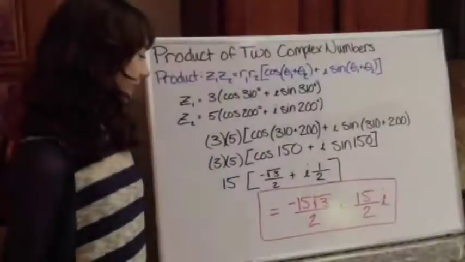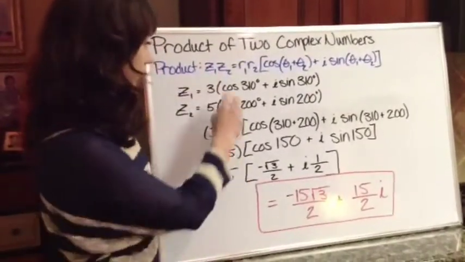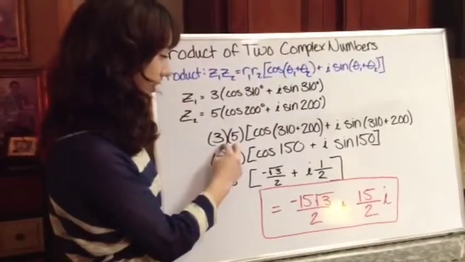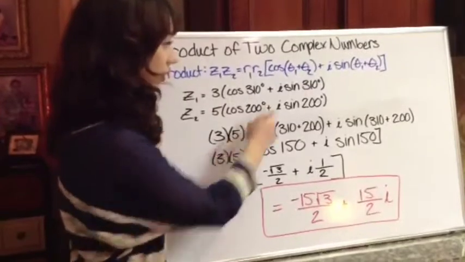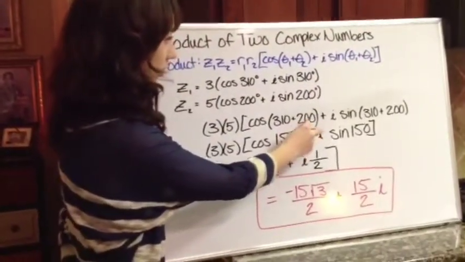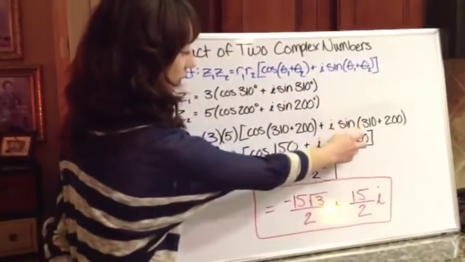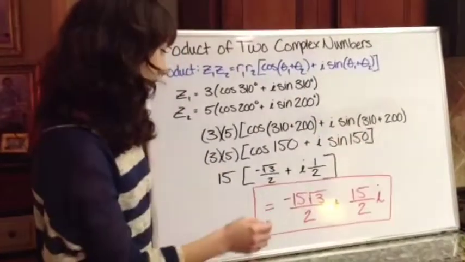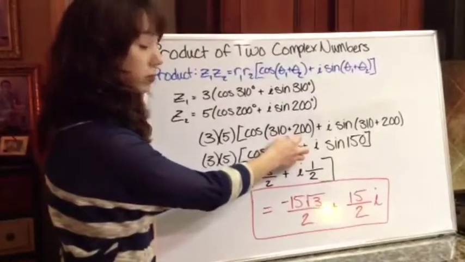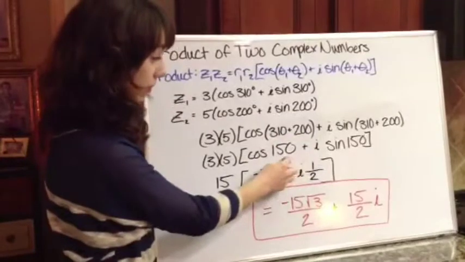So basically what you're going to do is plug in your values from these into this equation. So we have r1, r2. This is our r1 and our r2, so we're going to multiply those together. Then we have our theta 1 plus theta 2. That would be 310 plus 200, and you're going to plug that in here. And same thing over here, the theta 1 plus theta 2. You're just going to plug that all in. Then when you add these up, it's going to be greater than 360, so you want to subtract 360 from the sum of these two numbers, and you're going to get 150.